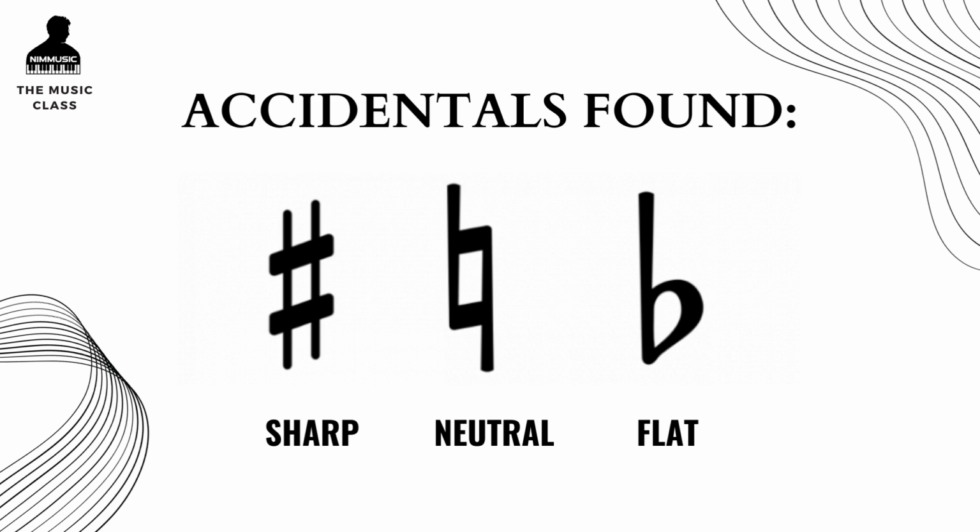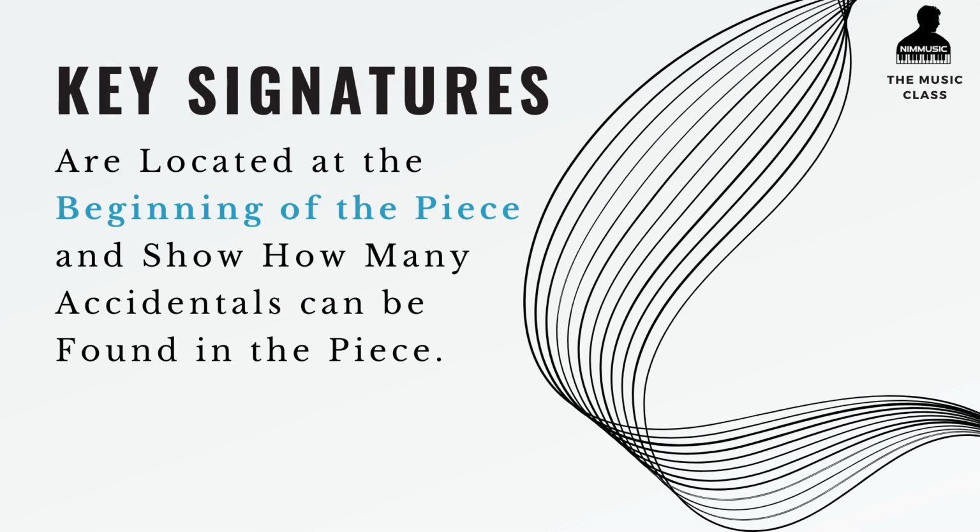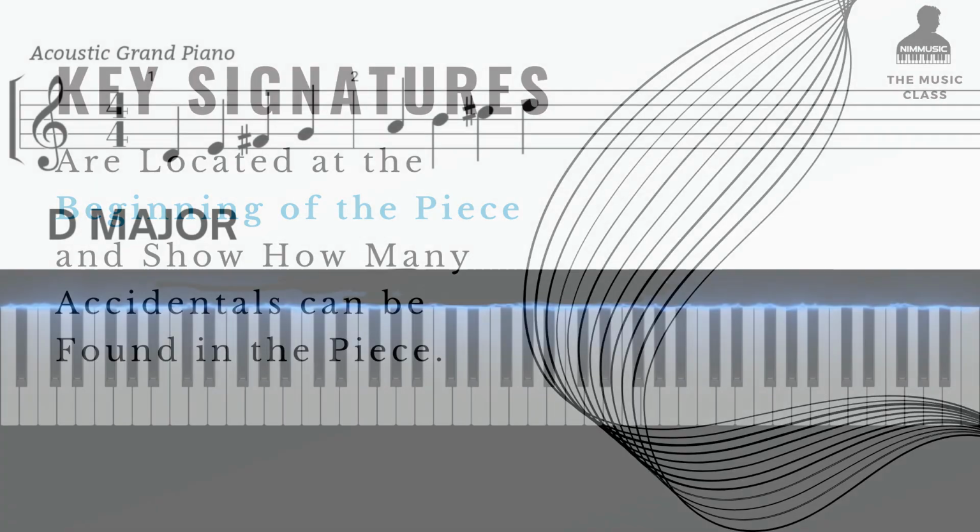Well, if the music calls for a bunch of black keys, using accidentals throughout the piece becomes extremely cumbersome and cluttered. And there's a way around this, and that's key signatures. Key signatures are located at the beginning of the piece, and show how many accidentals can be found in the piece. Let's look at an example.